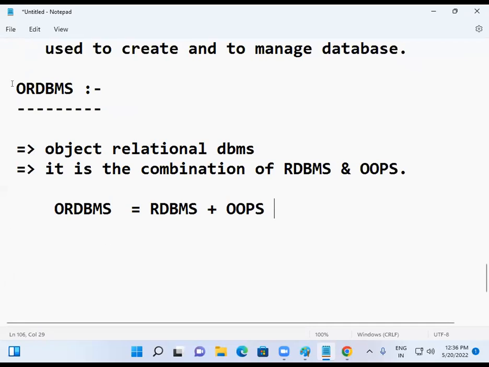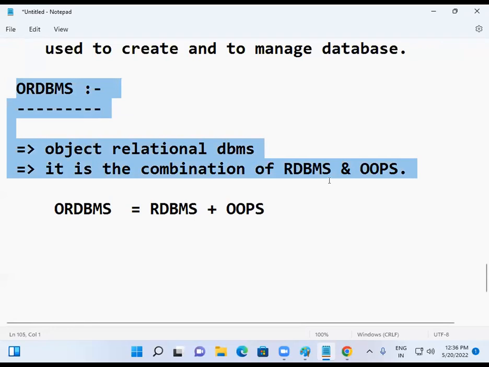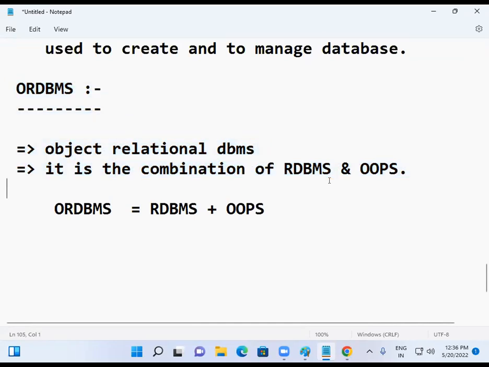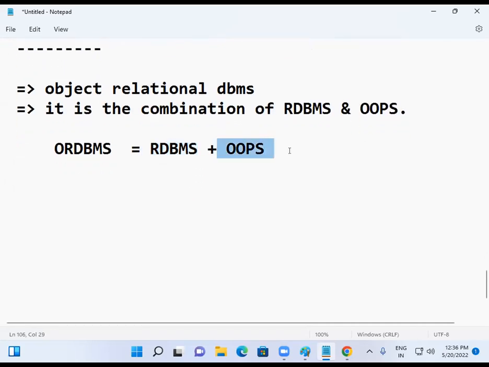That means here also data is organized in the form of tables. Why? Because basically this is also an RDBMS. So here also data is organized in the form of tables. Then apart from this, one concept is added, the OOPS concept.